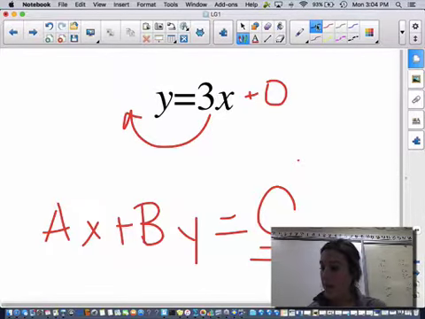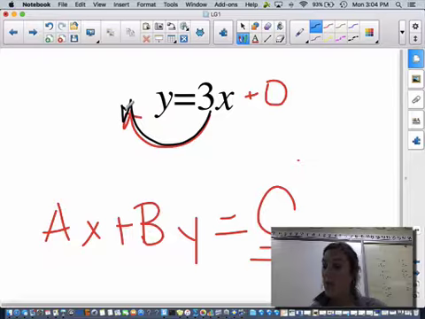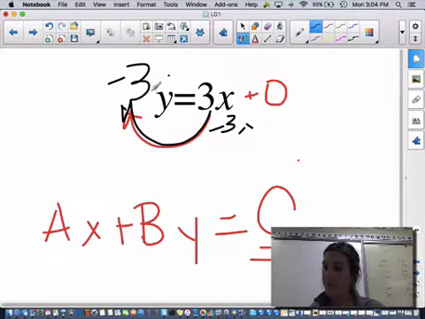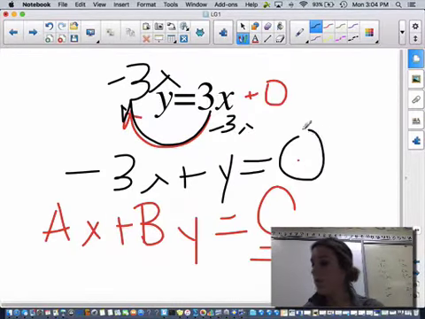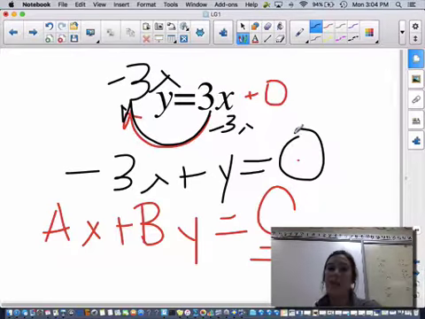And I'm going to go ahead and bring my 3x to the other side. Right now it's positive 3x, so I'm going to subtract 3x from both sides. So I have negative 3x plus y equals 0. So this one can be written in standard form. So my a would be negative 3, my b would be 1, and my c would be 0.